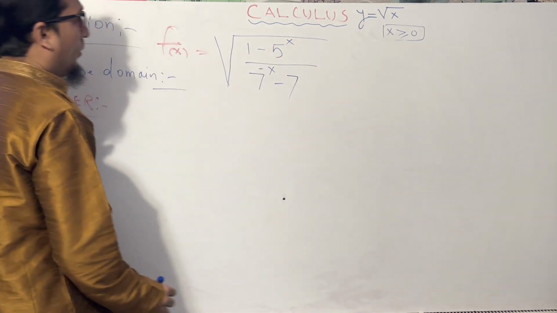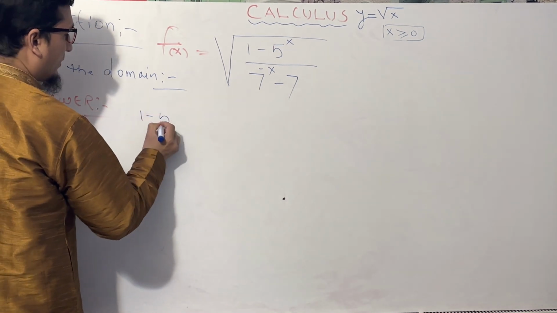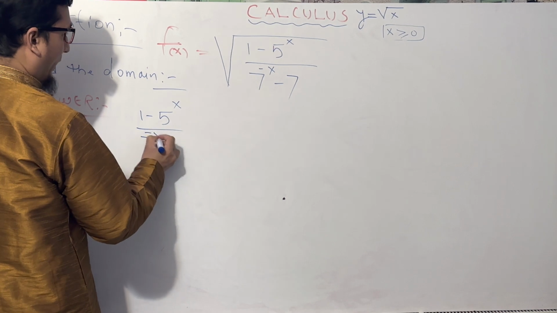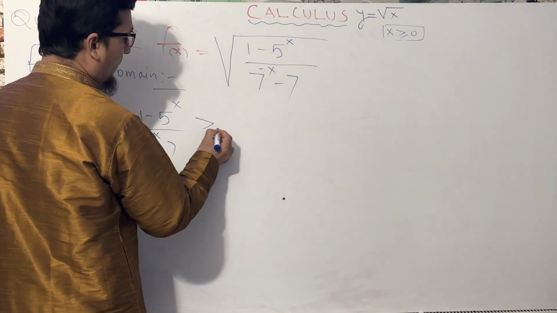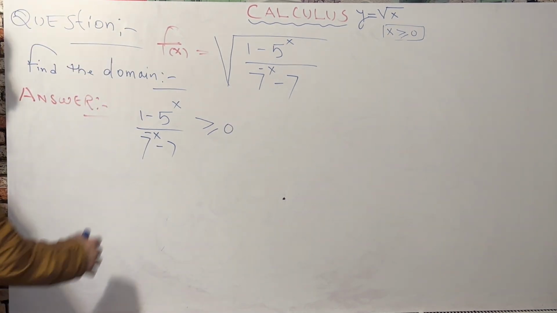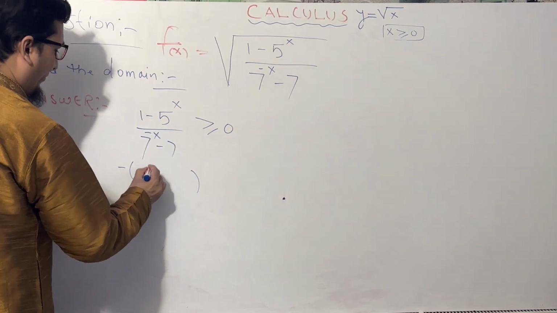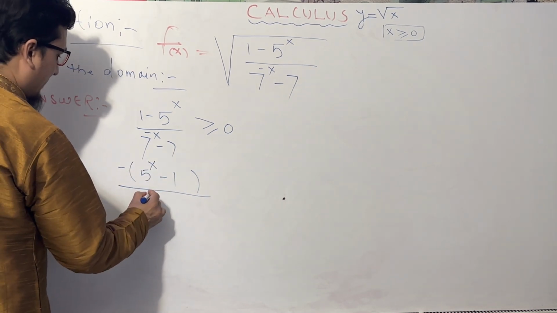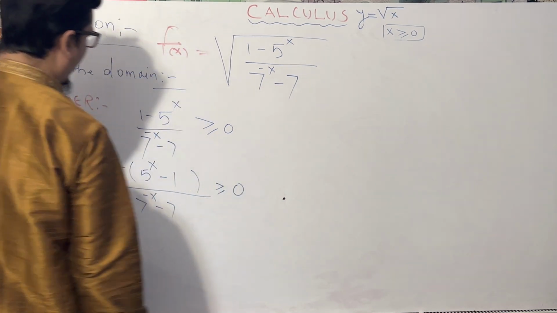In the same way, we have here in the square root (1 minus 5 power x) divided by (7 power minus x minus 7). This must be greater than or equal to 0, right? So here we can take minus as a common, so you can write here (5 power x minus 1), and here you have (7 power minus x minus 7), and this is greater than or equal to 0.